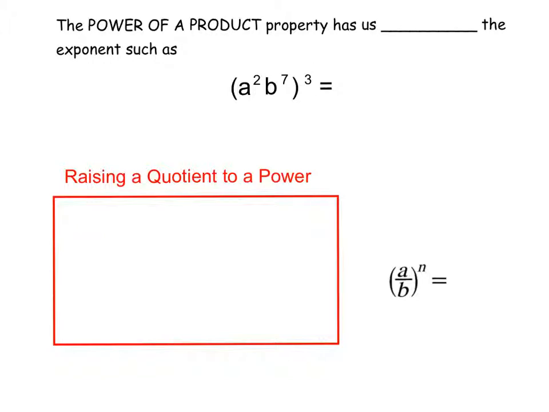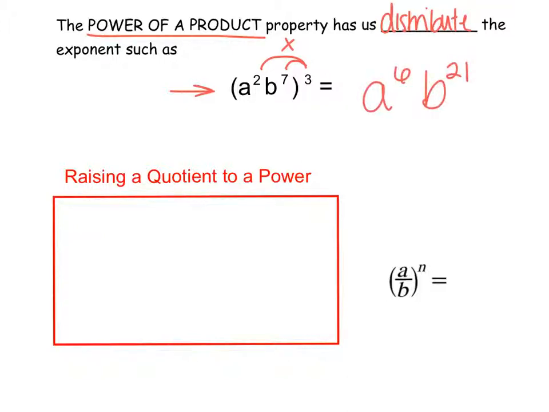So our next property is going to be the power of a product property, is what we discussed yesterday. And now yesterday, when we had things like this example down here, remember it had us distribute the exponent. And so when we distributed the exponent, the distributive property uses multiplication. So we had a to the 6th, b to the 21.